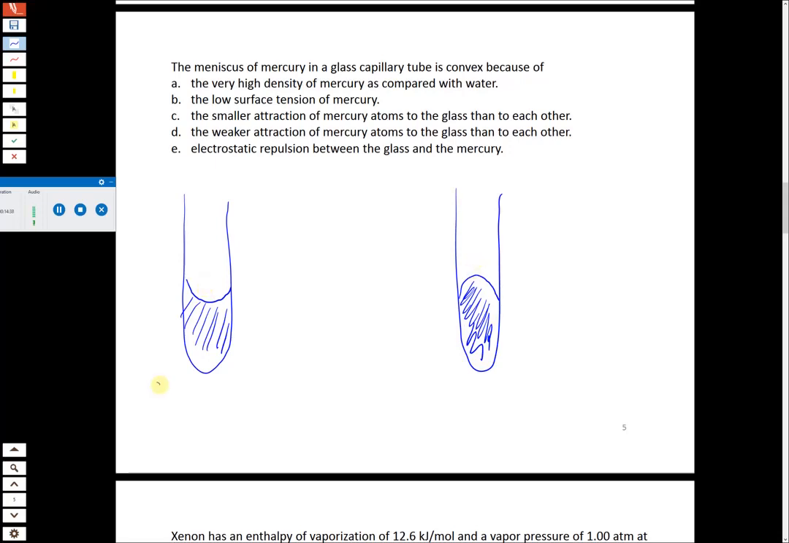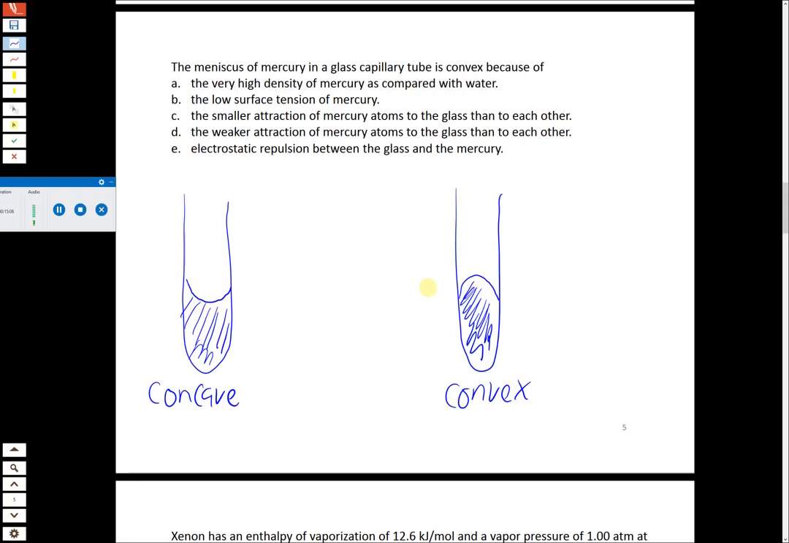This is referred to as concave because the surface of the liquid caves in. This one is referred to as convex. All right. And what's going on when we have these liquids inside of a tube is a competition between 2 forces. There's the intermolecular forces of the liquid molecules or atoms with themselves, and then there's the intermolecular forces of the liquid with the side of the glass, the surface of the glass.